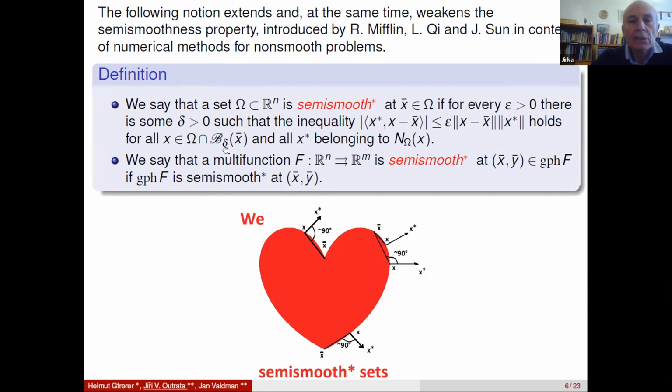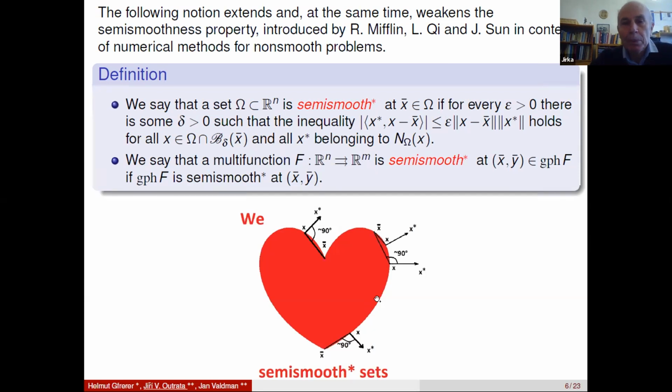Here this means the delta ball around x bar, and all vectors x star belonging to the limiting normal cone to omega at x. Note that we have x here, not x bar. And if we now know what means the semismoothness star of a set, we may use the same construction like in the definitions of the generalized derivatives, and say that a multifunction f is semismooth star at this point from its graph, provided this graph is semismooth star at the point x bar, y bar.